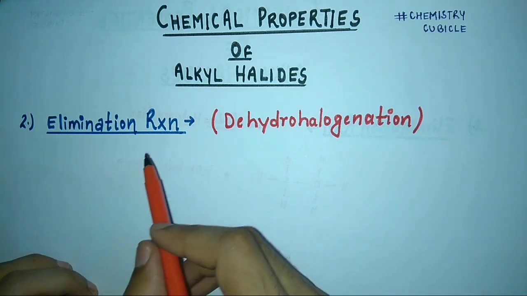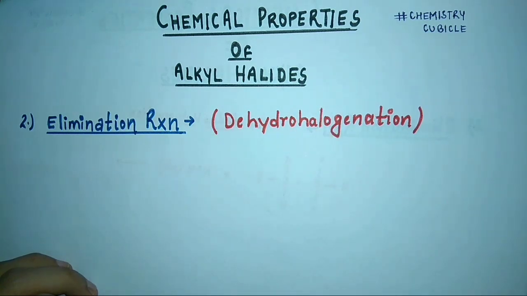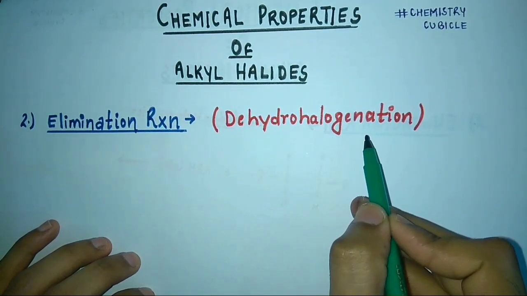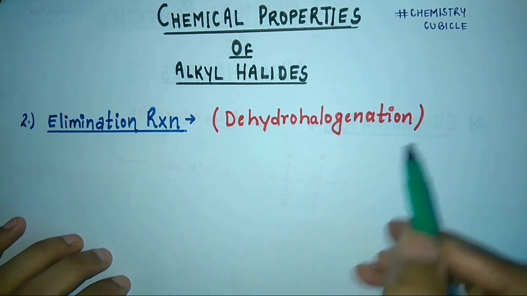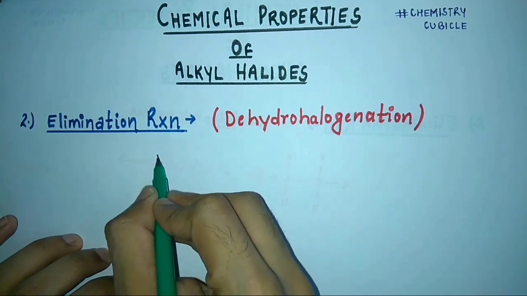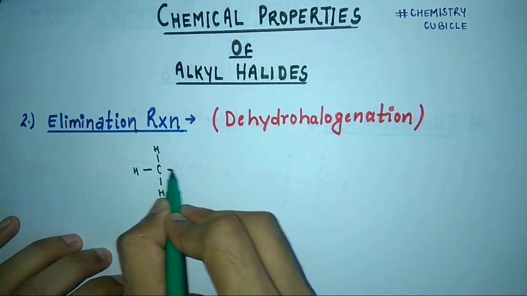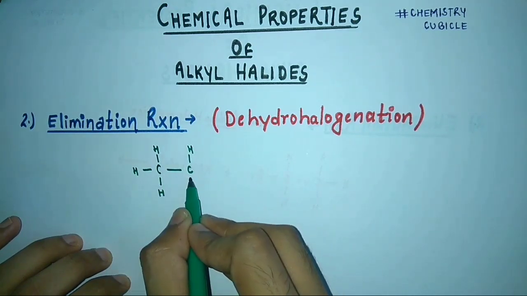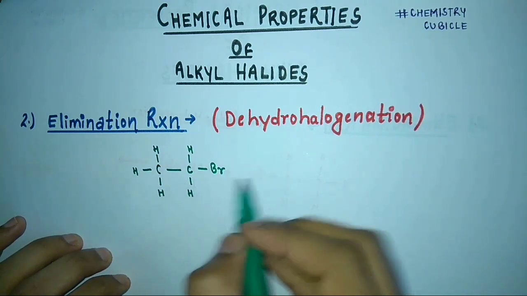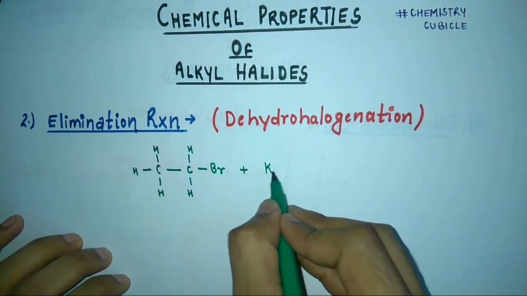The second chemical property is elimination reaction, and more particularly we will be talking about dehydrohalogenation. It means the removal of hydrogen and halogen from the same molecule. Okay, so now in this reaction what will happen? Let us suppose that it is our haloalkane. Now what will happen when this haloalkane is treated with the alcoholic solution of potassium hydroxide, that is KOH?